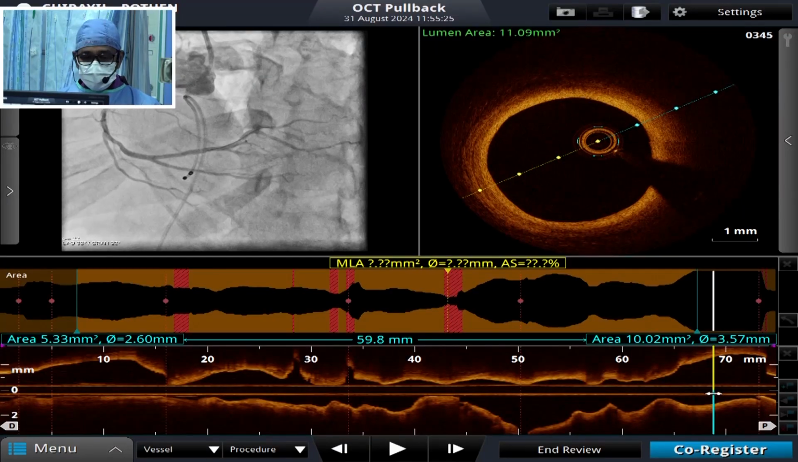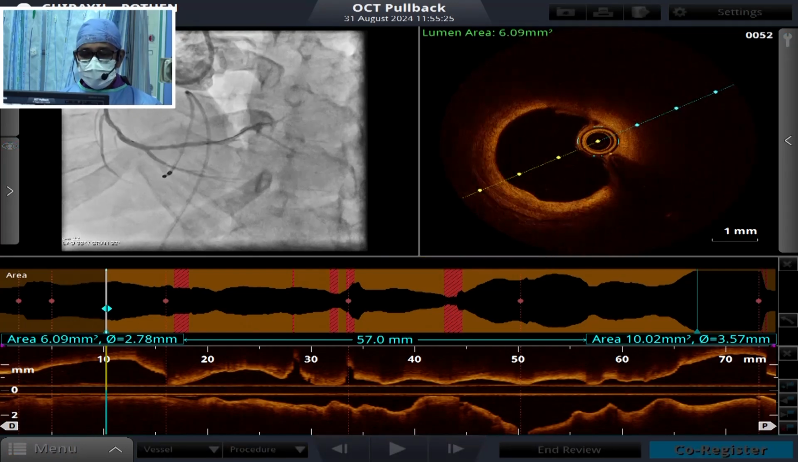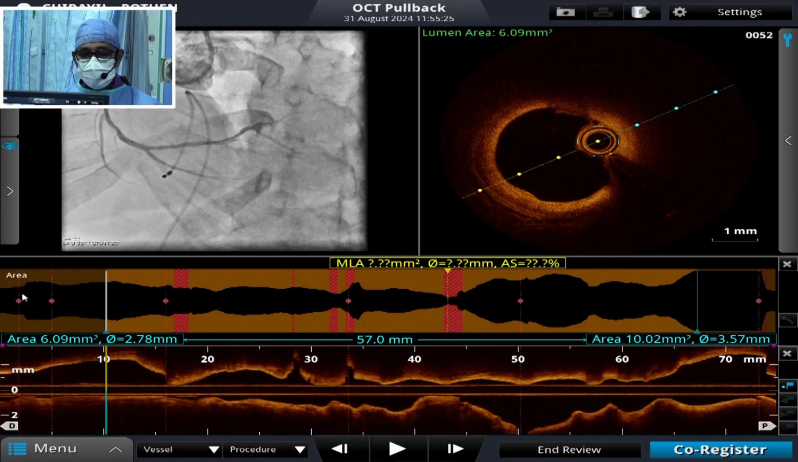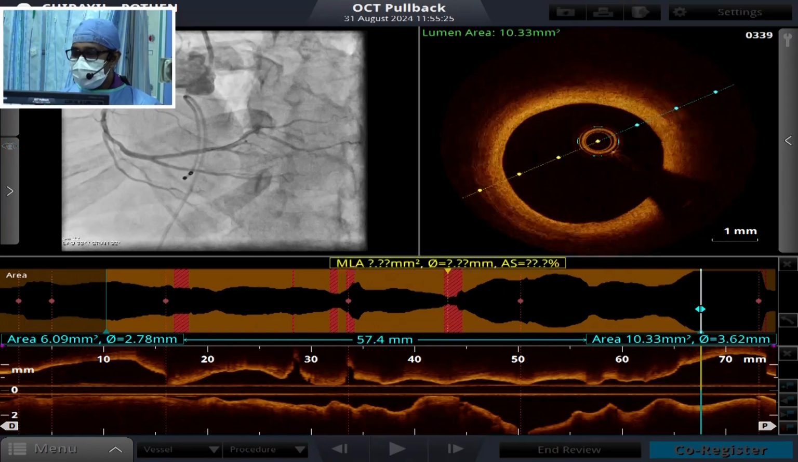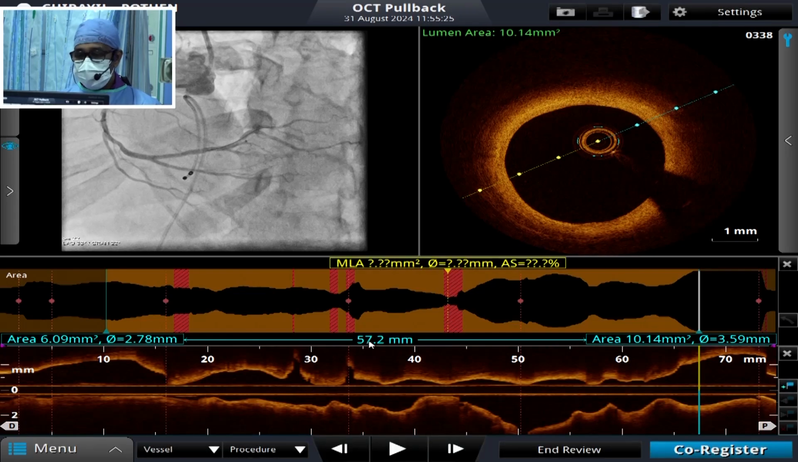And then regarding the length of lesion, it should probably be from here. If you look at the yellow box, the area seems to be reasonably good over here. So we'll have the distal landing zone somewhere here, and proximally, if you look at the yellow box, it should come somewhere over here. So this would be the proximal landing zone. It's almost 57 millimeter. Probably we'll go with 2 stents.